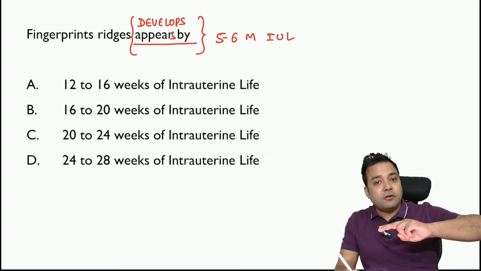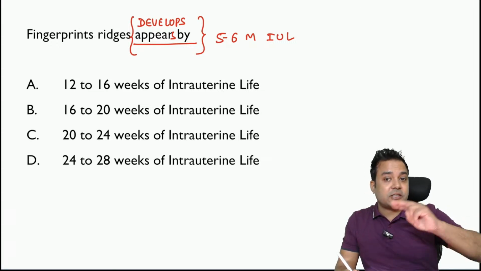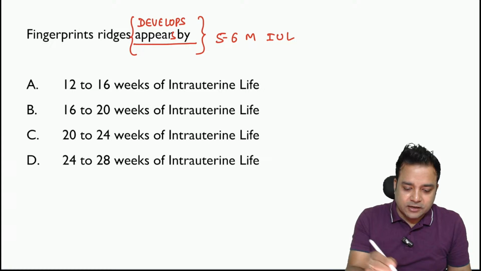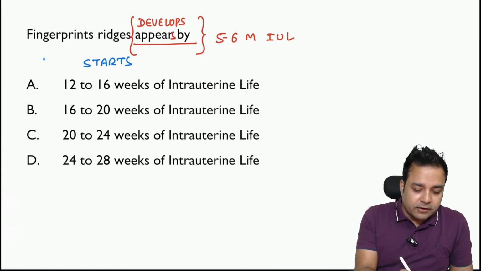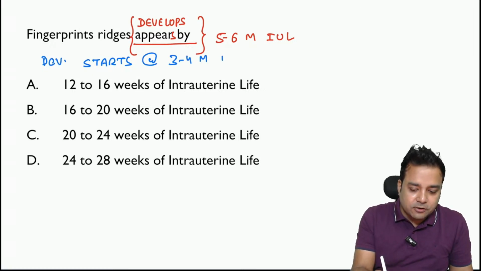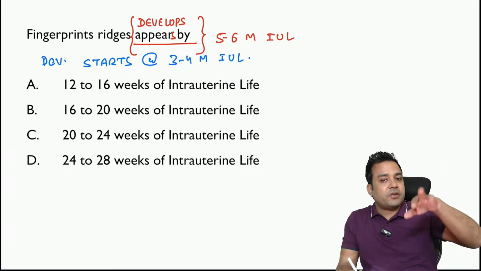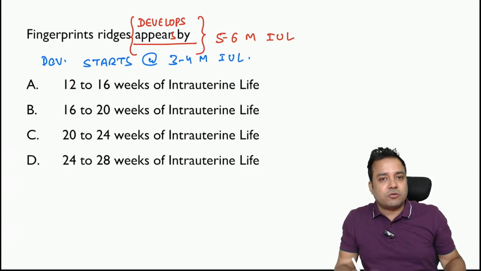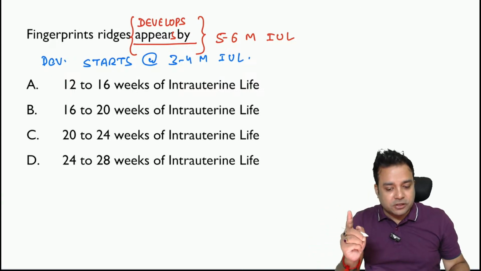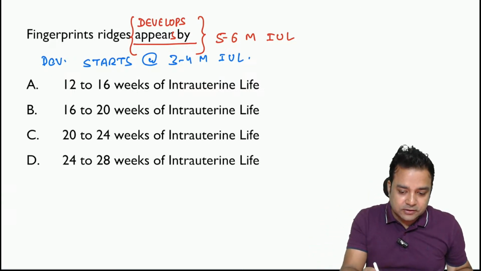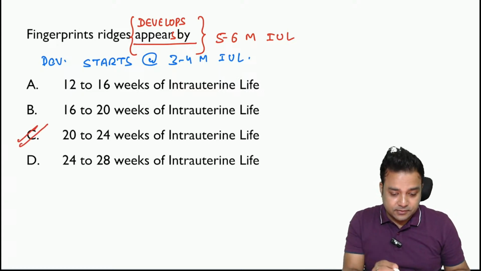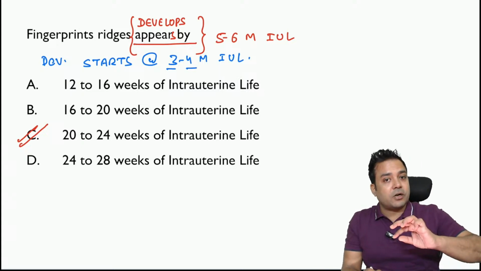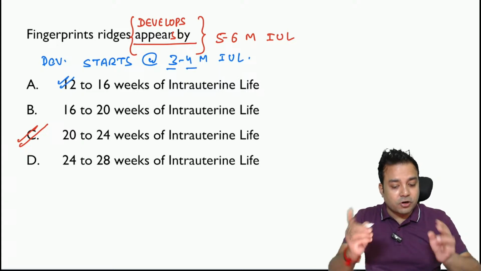And when do they start to appear? Suppose it is like, when does their development start? So development starts at around 3 to 4 months intrauterine life. So accordingly your weeks will come as your answer. Okay? So when is development complete? 5 to 6 months, meaning 20 to 24 weeks. When does development start? 3 to 4 months means 12 to 16 weeks. So accordingly your answer will change.